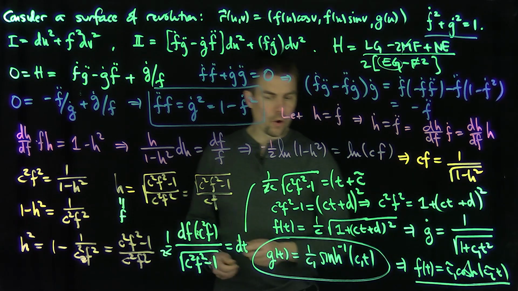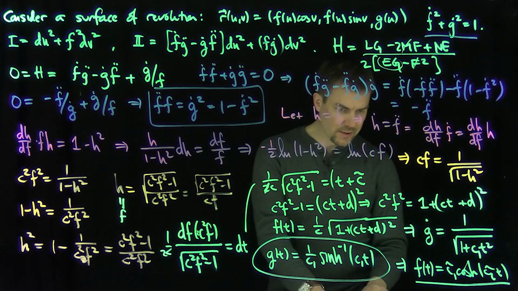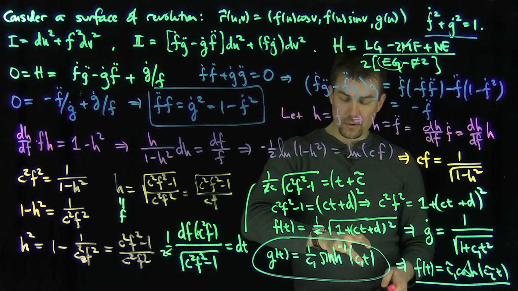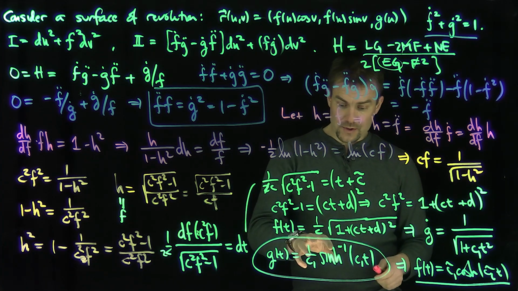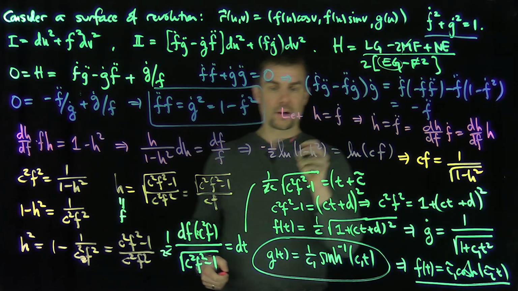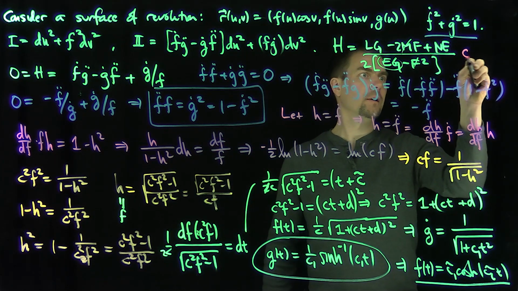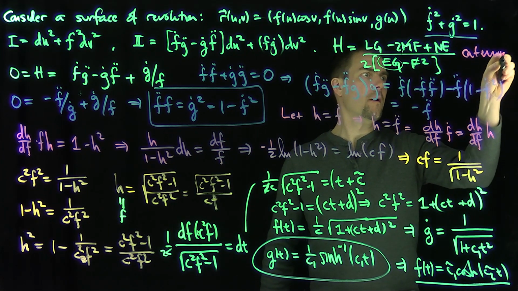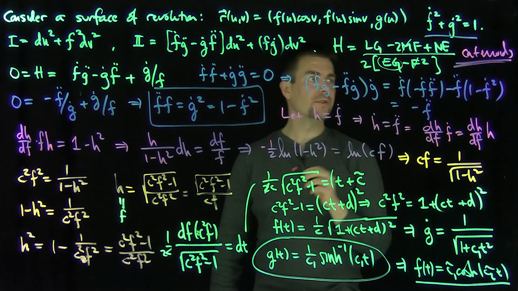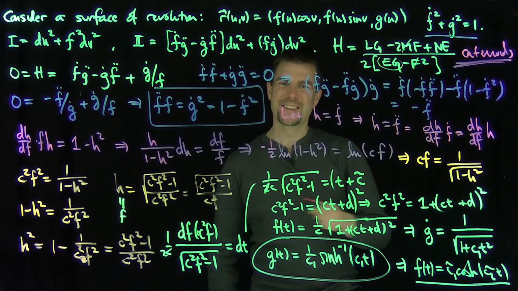And that tells me that the only surfaces of revolution that are minimal surfaces have to be catenoids. So these catenoids are the only surfaces of revolution which are minimal surfaces. Thank you very much.